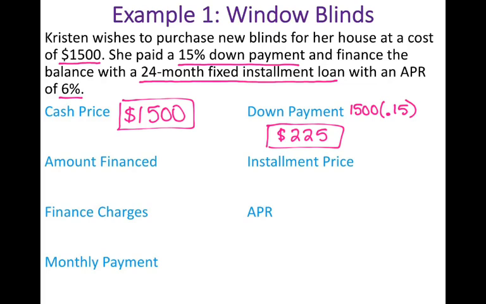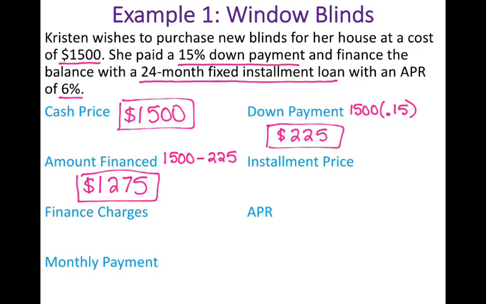Okay, so the cash price is $1,500. The down payment is $225. So that means the down payment is how much money she is putting up front. Since she can't pay for the entire purchase of the blinds, she's only going to pay the down payment at this point and finance the rest. So the amount financed is going to be the cash price minus whatever down payment she is making. So in this case, it's $1,500 minus the $225. So the amount financed is $1,275.